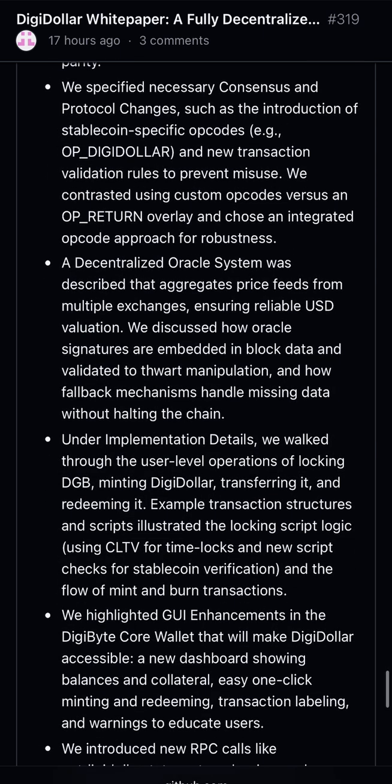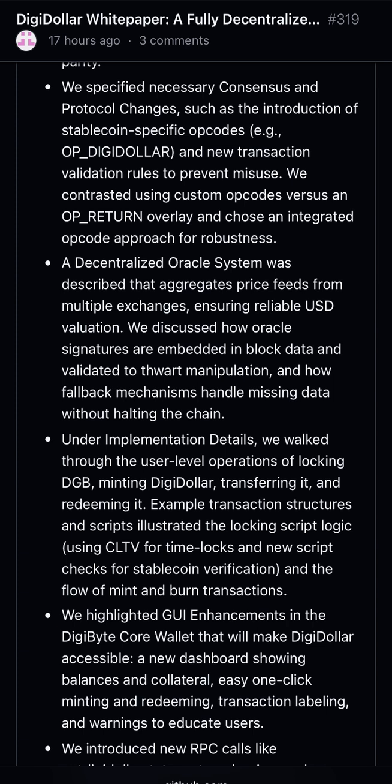We specified necessary consensus and protocol changes, such as the introduction of stablecoin-specific opcodes, e.g., OP_DIGIDOLLAR, and new transaction validation rules to prevent misuse. We contrasted using custom opcodes versus an OP_RETURN overlay, and chose an integrated opcode approach for robustness.